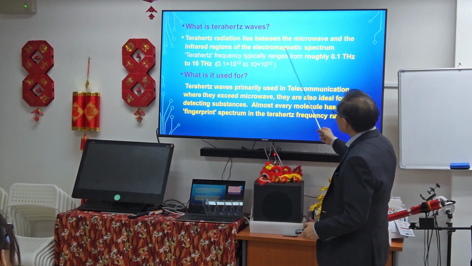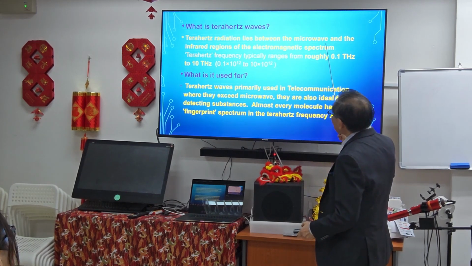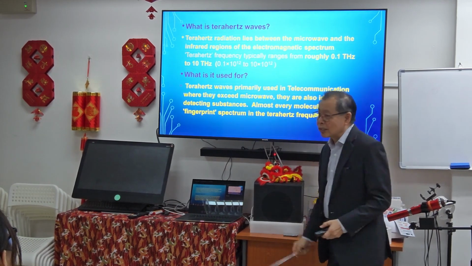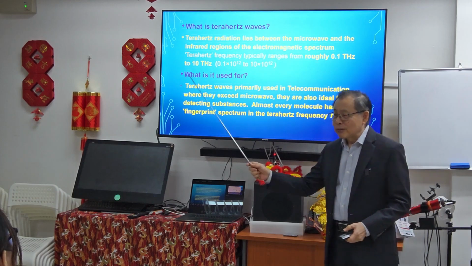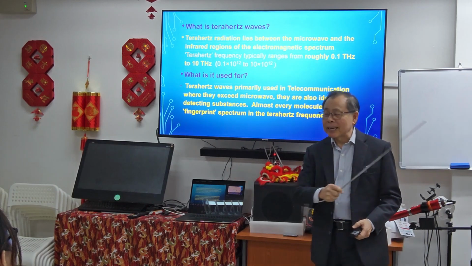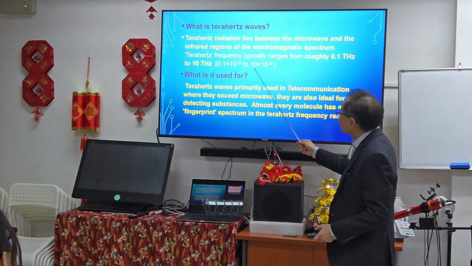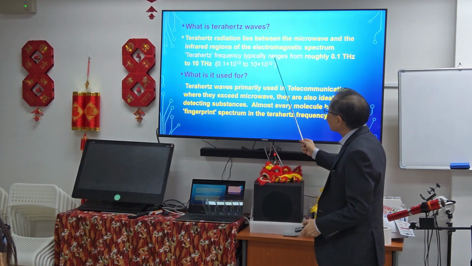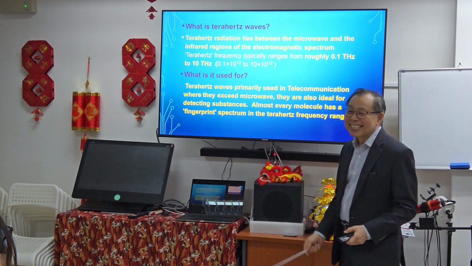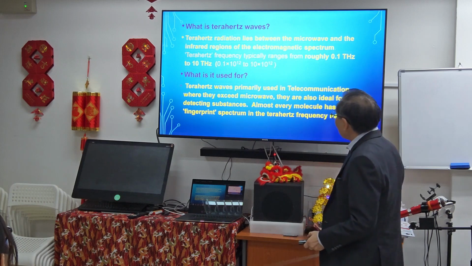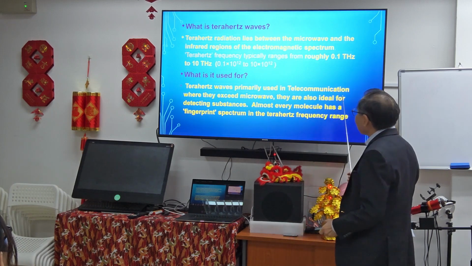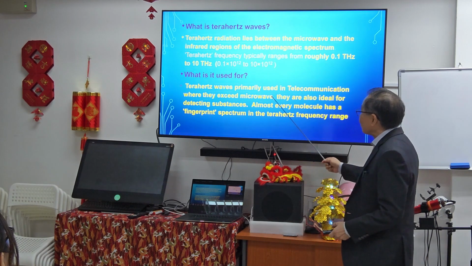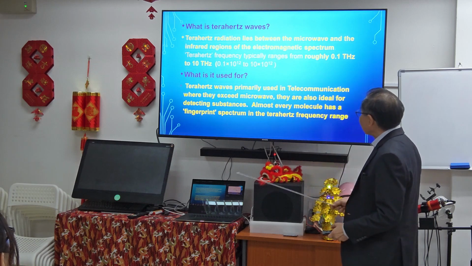TeraHertz frequency is between the microwave and the infrared region. So if you know physics of light, the electromagnetic spectrum, that's where it is. And the frequency is 10 trillion. This is trillion. So that's where it is. What is it used for? Mainly in telecommunication, where they are better than microwave. I'll explain what this is.